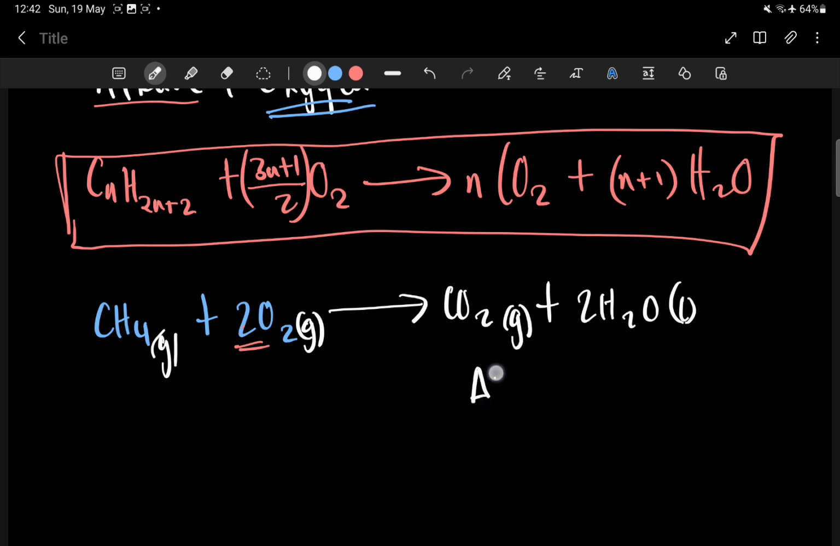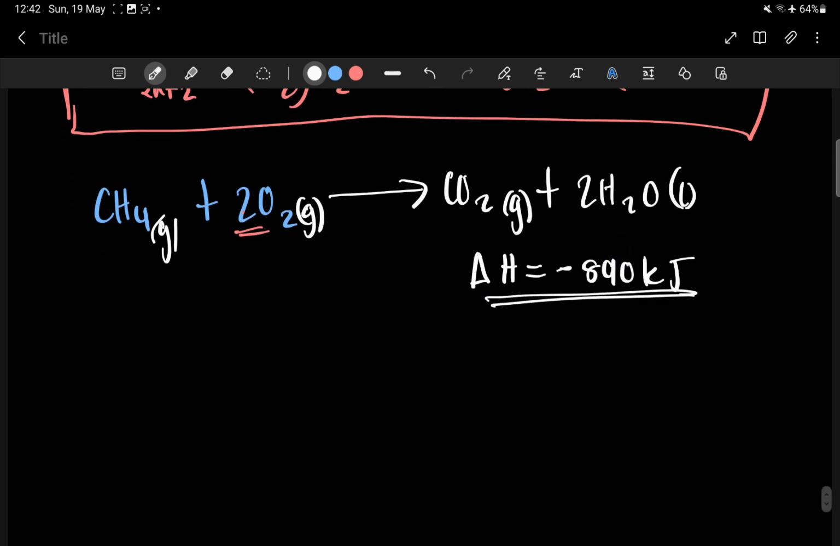And if you are asked, delta H is the enthalpy change: how much energy is gained or lost. In here, it's negative 890 kilojoules to show that this is an exothermic reaction.